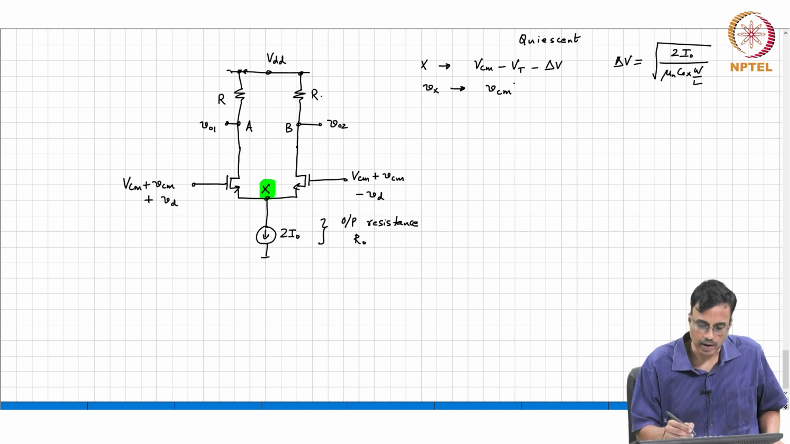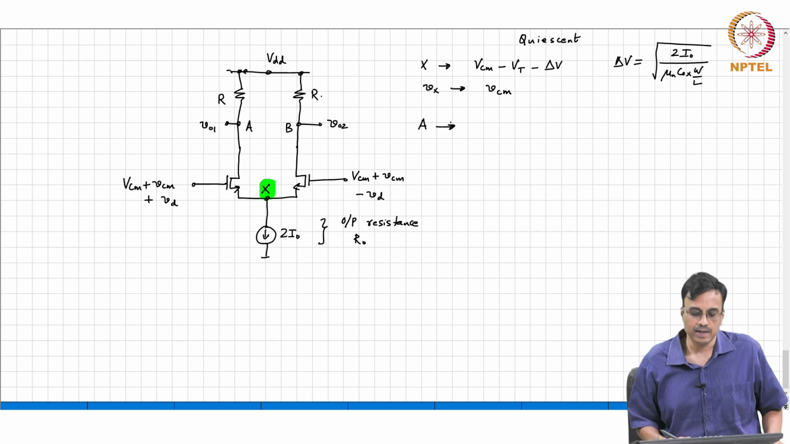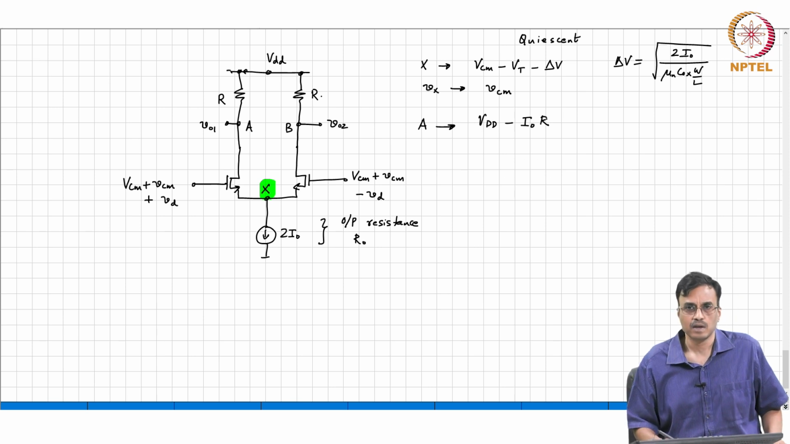All right. At nodes A and B, what are the quiescent voltages? Let me write the quiescent voltage at node A: VDD minus I naught times R, which is the same as the quiescent node voltage at node B.